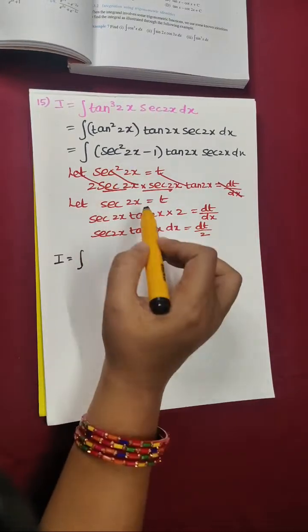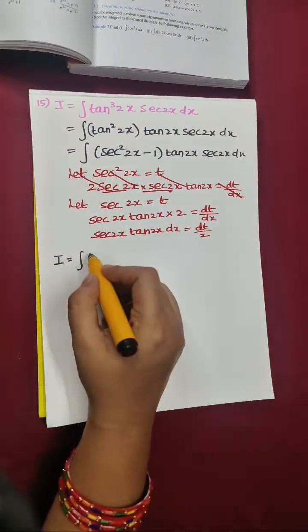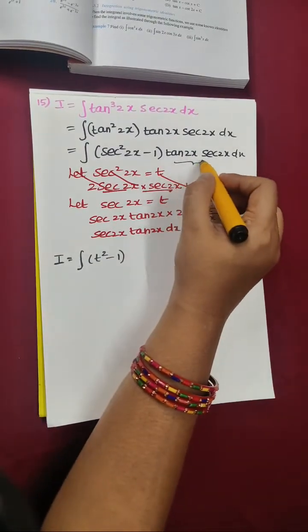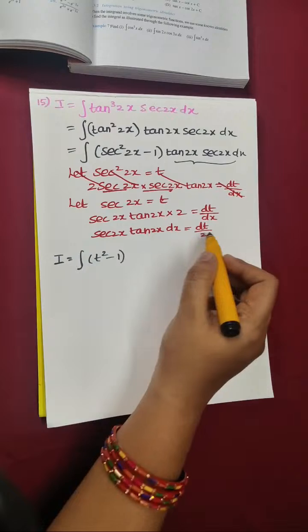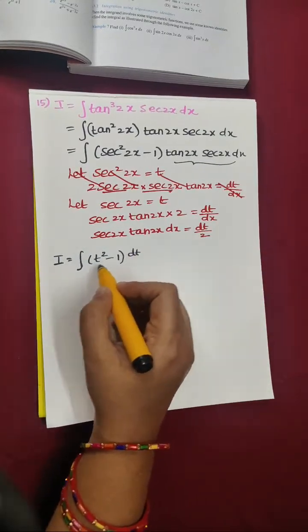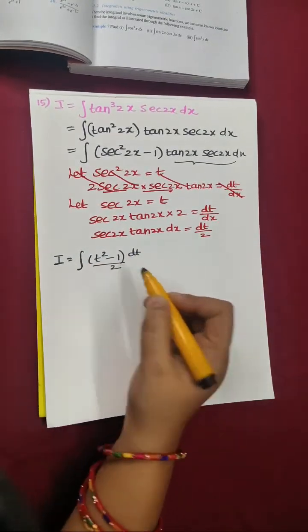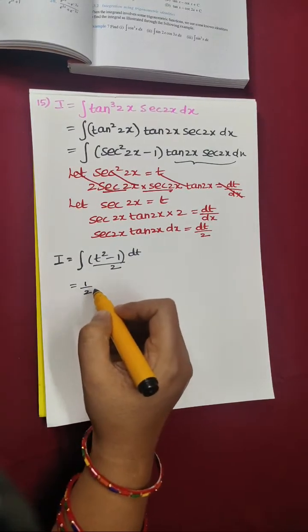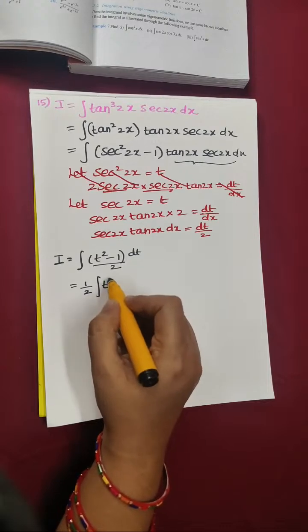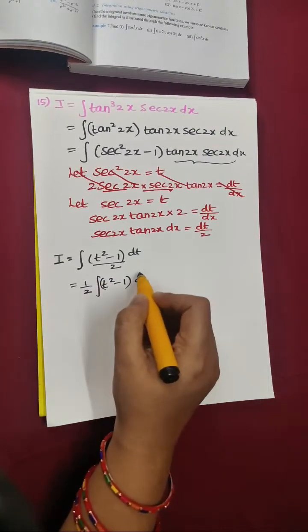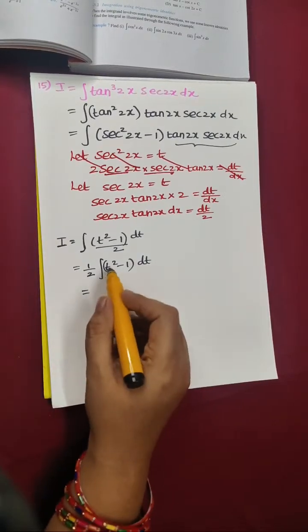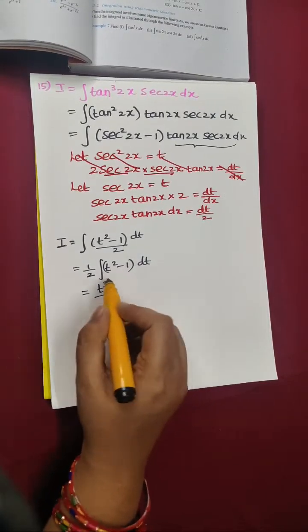Now the question becomes I equal to: in place of secant 2x it is t. We have power 2, so t square minus 1 as it is. In place of tan 2x secant 2x dx, it is replaced by dt by 2. So I'm just writing it as by 2, or you can take it outside. So 1 by 2 integral t square minus 1 into dt. Now integrate with respect to t. So t cube by 3.